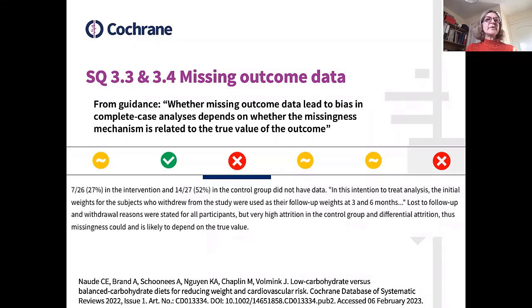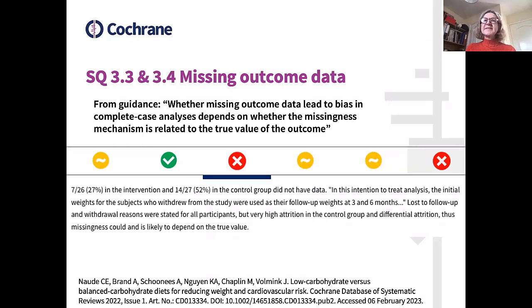So again, for this example, about looking at low carbohydrate versus balanced carbohydrate diets, the authors have looked at this domain and concluded it's at high risk of bias, because as you can see, there's a big differential between the two groups in terms of missingness, and this acts as a signal that potentially, because of the differential attrition, the missingness could depend on the true value of that outcome. So the participants who dropped out actually had a different outcome from the participants that remained in the study.